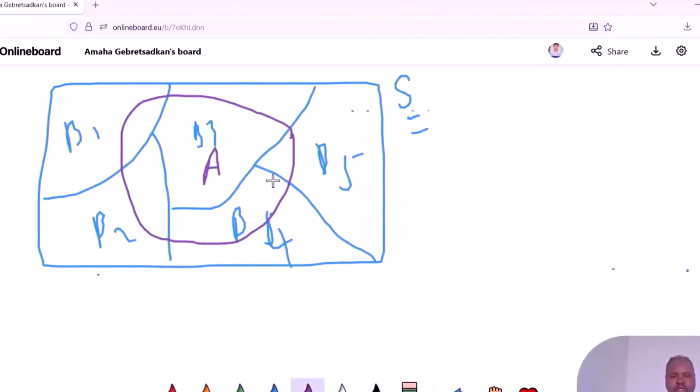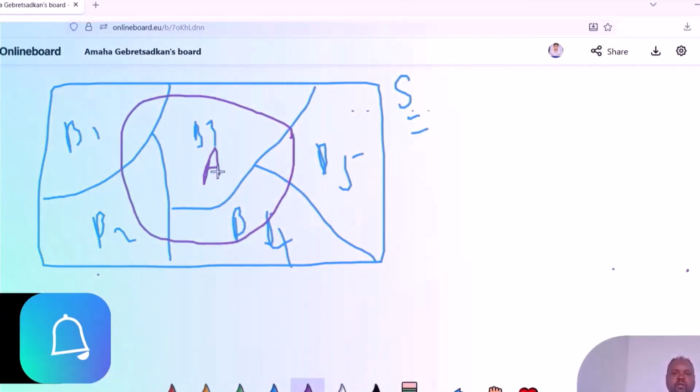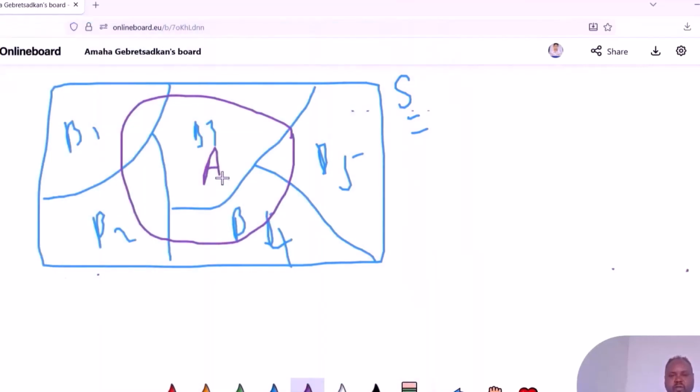Now, this is nothing but an arbitrary event which is defined over the sample space S, where S is partitioned into 5 partitions. Now, the probability of A, we cannot compute directly from this sample space, rather from this partition, because this event A shares different characteristics from the different partitions. For example, this A event shares this area from partition B1, right?